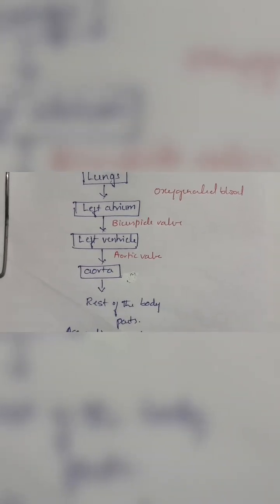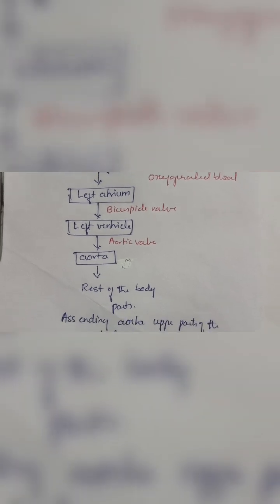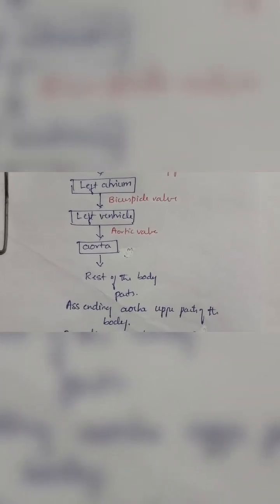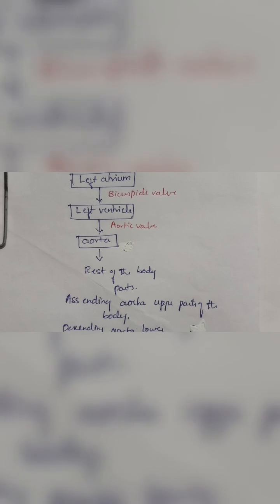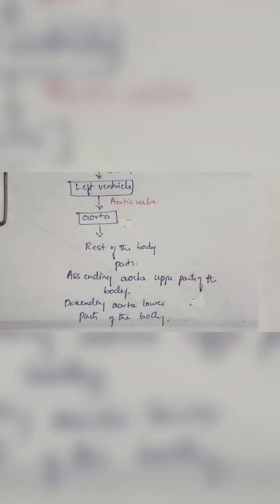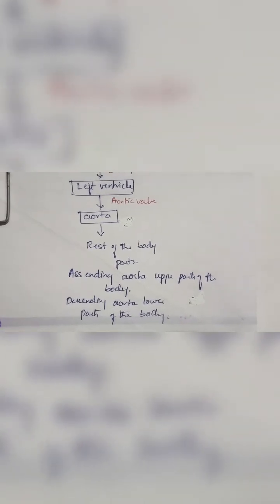From the aorta, the blood is supplied to all parts of the body. From the ascending aorta, the blood is supplied to all the upper parts of the body, and from the descending aorta to all the lower parts of the body.